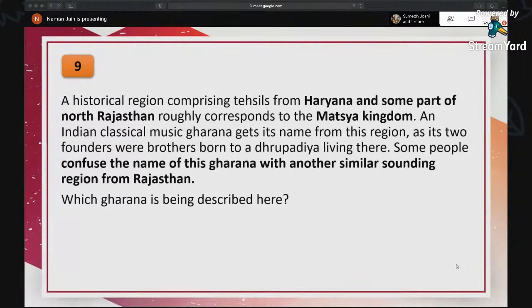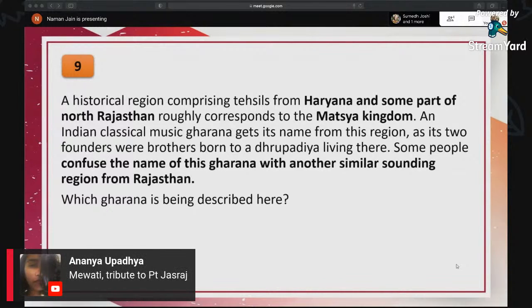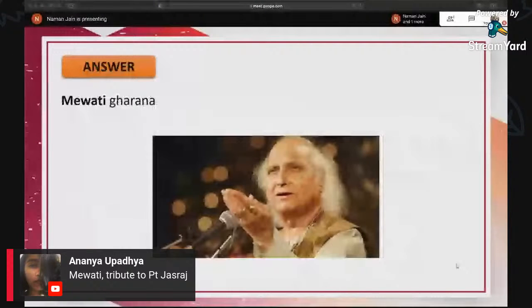Okay, Arun says Mewati, Subhajit says Mewati. Yeah, Mewad was the hint. Mewati, yeah, tribute to Pandit Jasraj. So those who thought on the lines of Pandit Jasraj, it was an easy guess. So the answer is Mewati. It is often confused with Mewad, in English spelled as Mewar, but is actually Mewad. So Mewati Gharana, and this was a tribute to Pandit Jasraj.